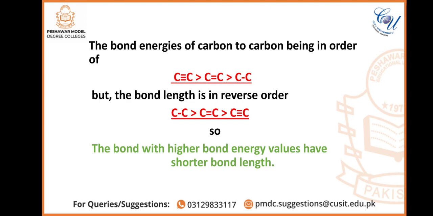We can explain this by taking the example of carbon-carbon single, double and triple bond. Triple bond is stronger than double bond, which in turn is stronger than single bond. So bond energy of triple bond is greater than double bond, which is greater than single bond. So their bond lengths follow the reverse order as you can see on the screen.